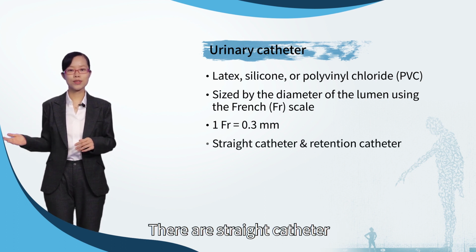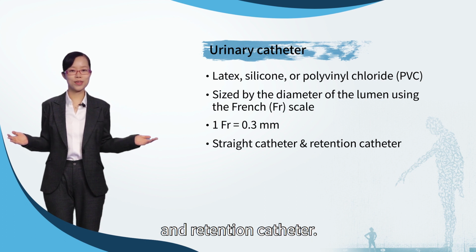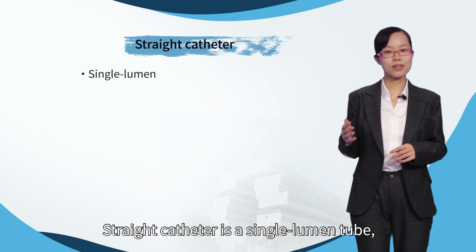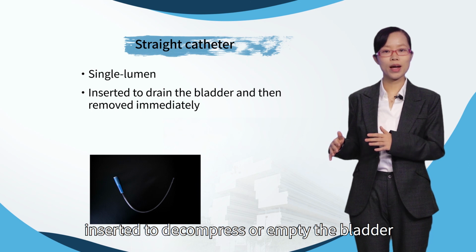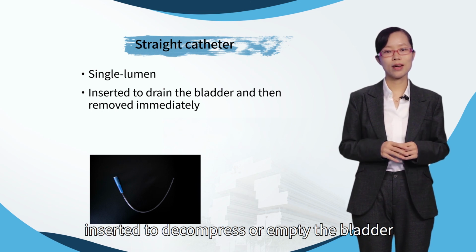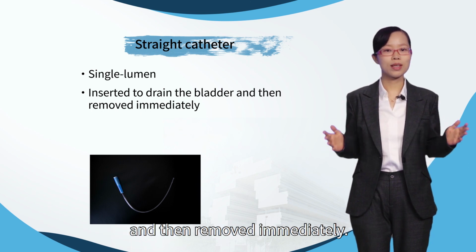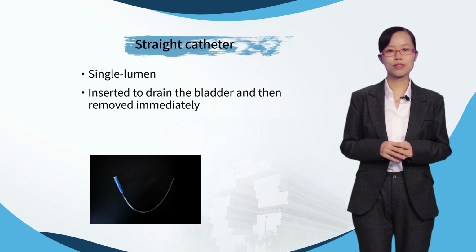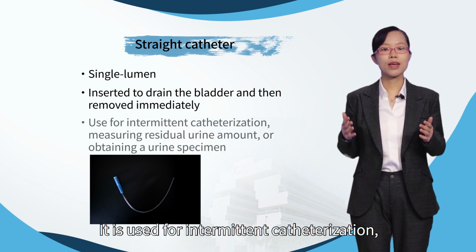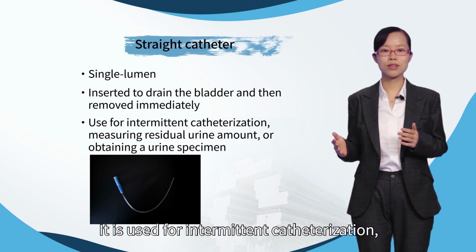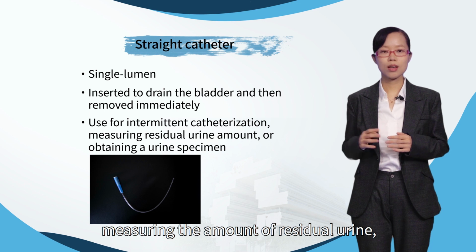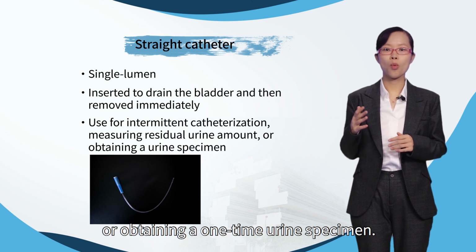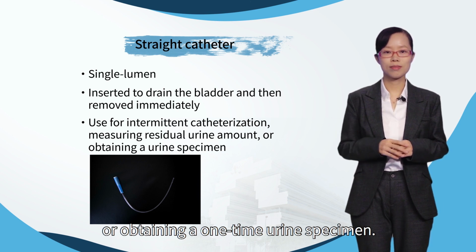There are straight catheter and retention catheter. Straight catheter is a single lumen tube, inserted to decompress or empty the bladder, and then removed immediately. It is used for intermittent catheterization, measuring the amount of residual urine, or obtaining a one-time urine specimen.